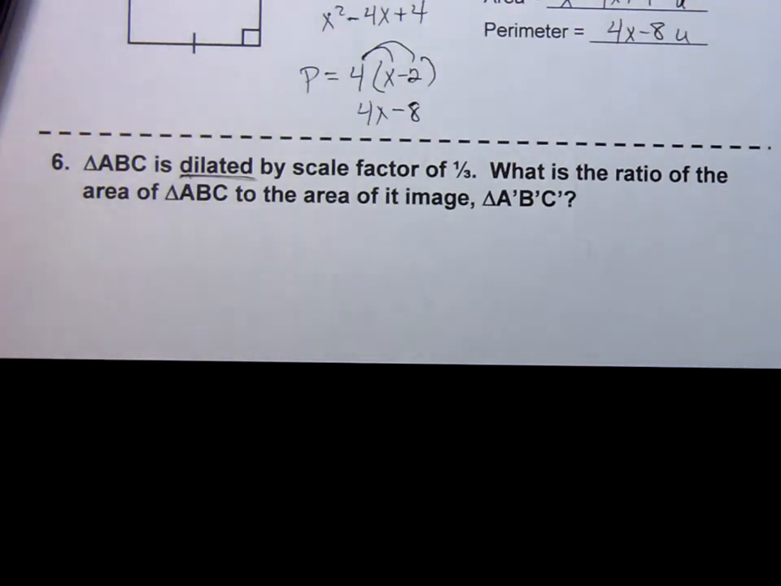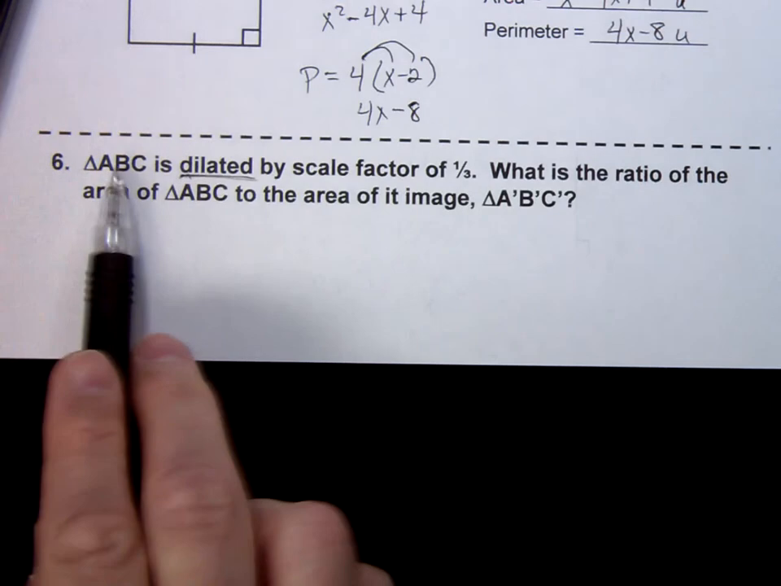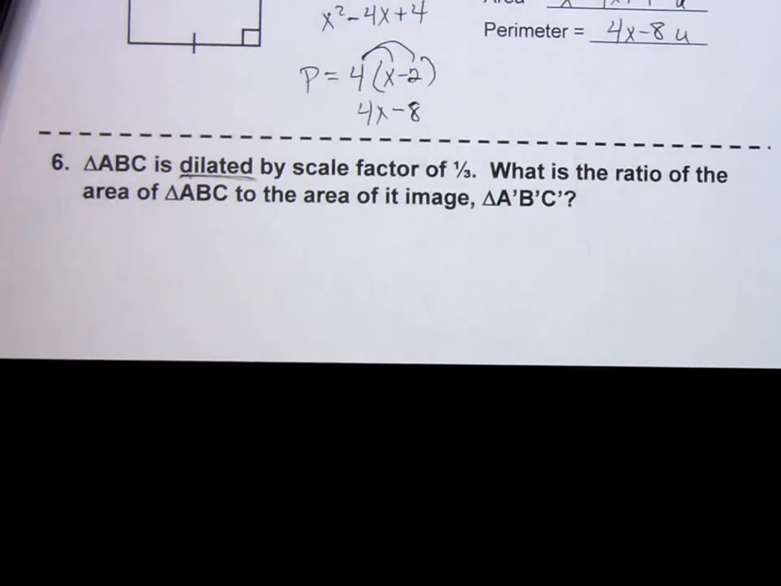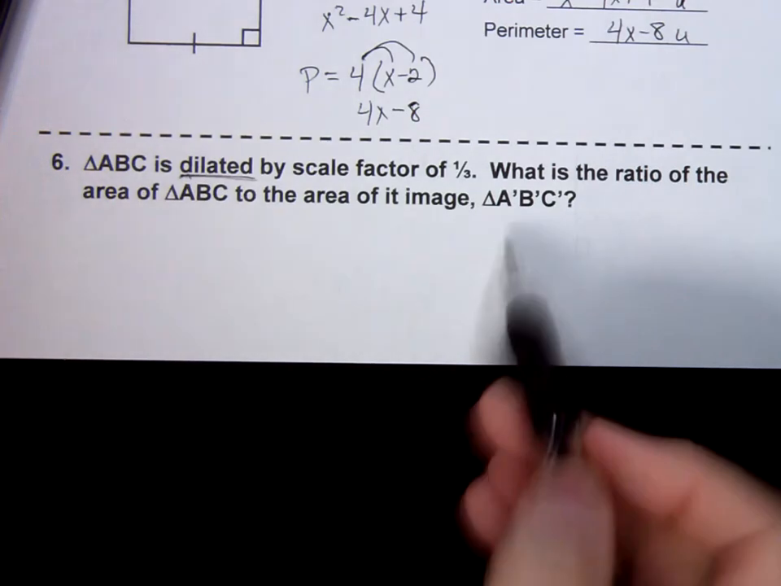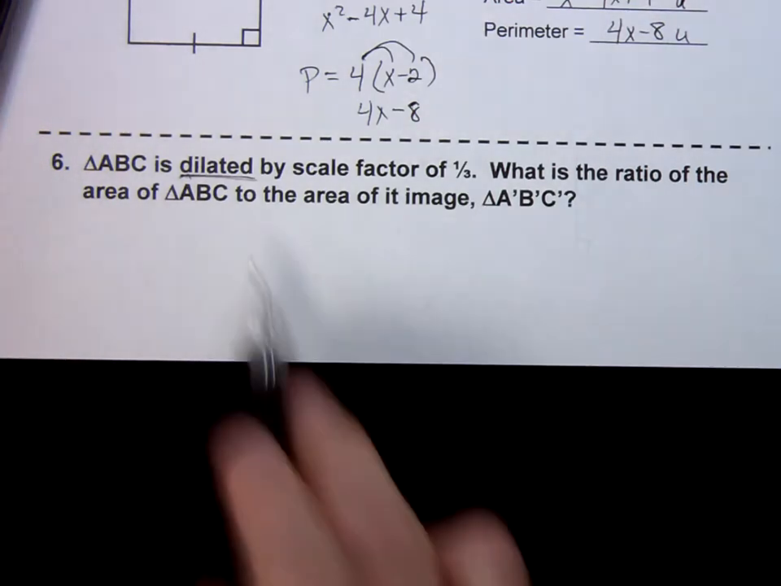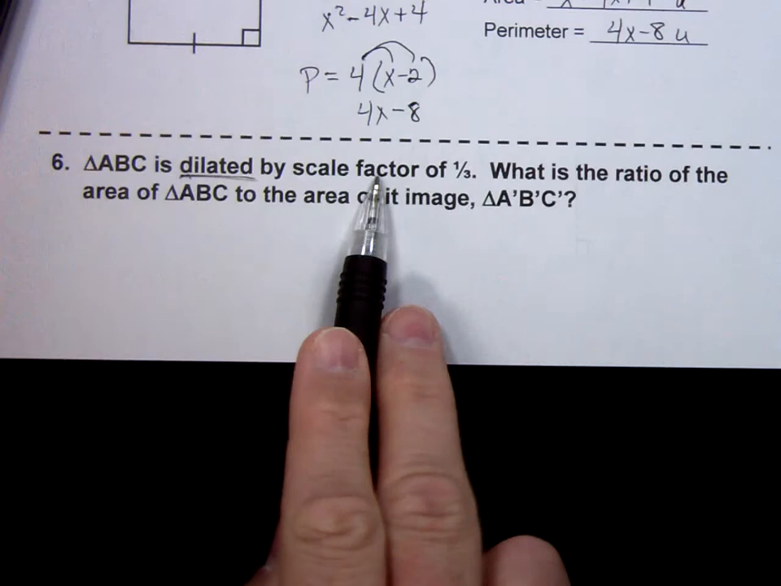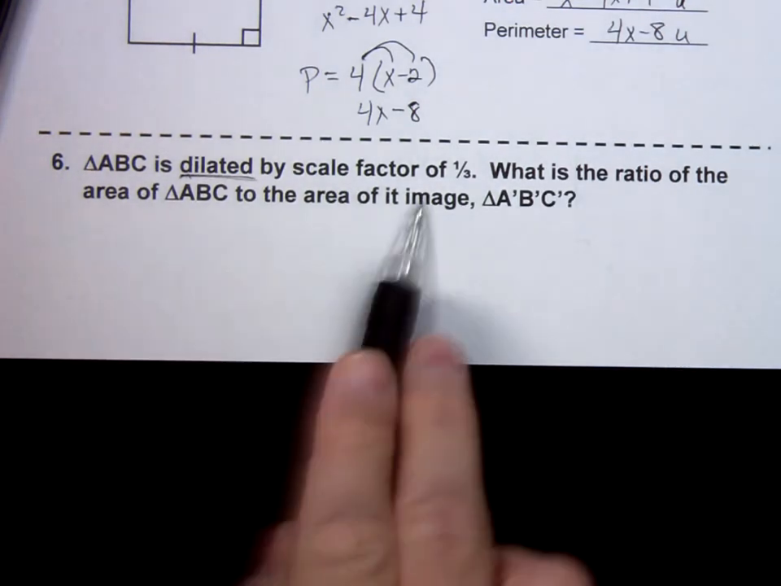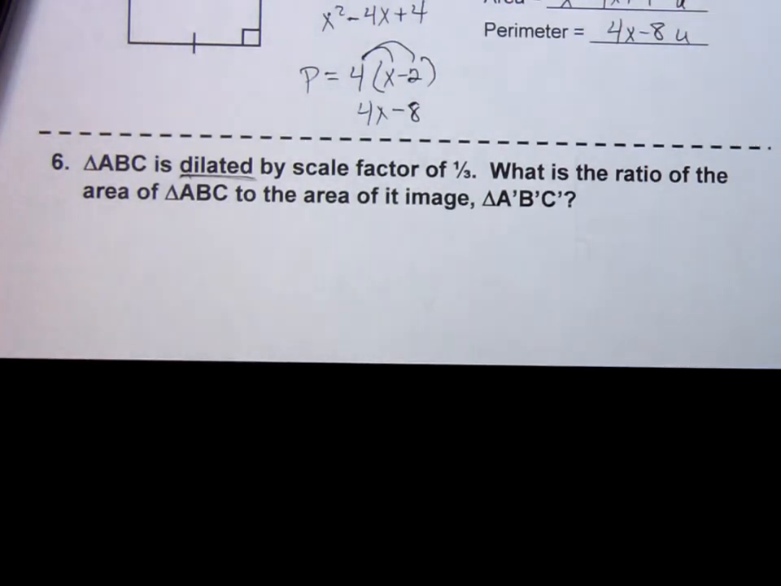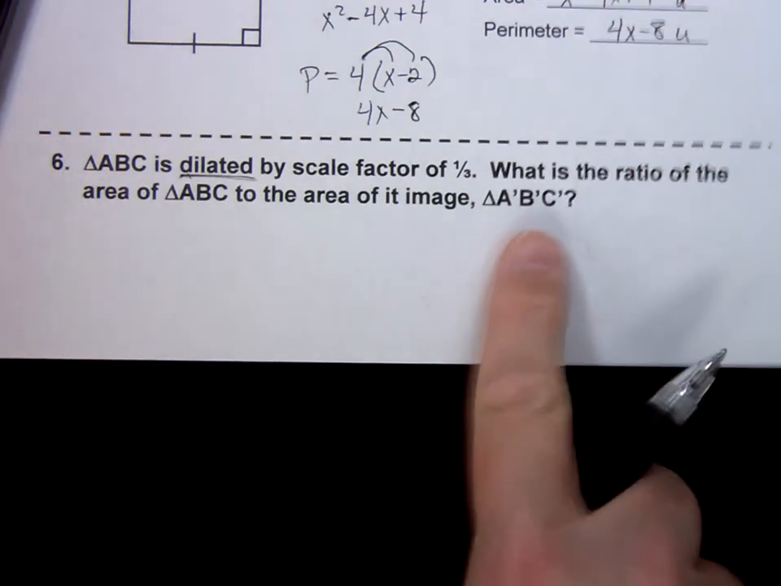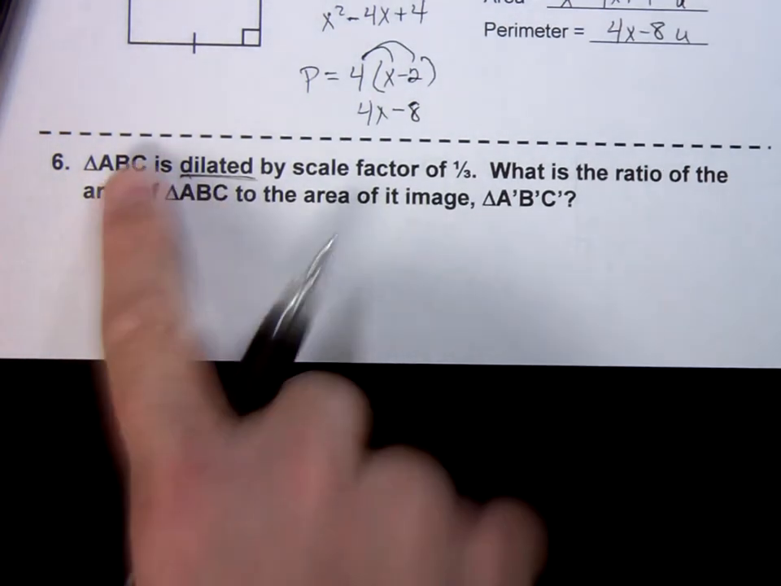So remember, when two figures have the same shape but different size, those are similar figures. So the original figure, triangle ABC, and the figure that you get after dilating it, the triangle A prime, B prime, C prime, those are going to be similar figures. Now, when you dilate by a scale factor, that means you multiply all the sides by this number. Well, if we multiply everything by 1/3, we're going to make it smaller. The new figure is going to be 1/3 the size of the original figure.